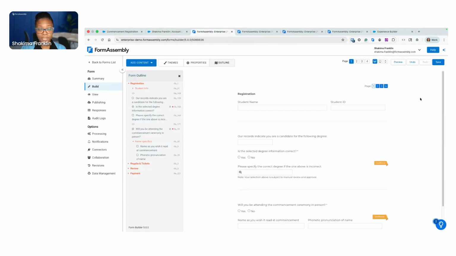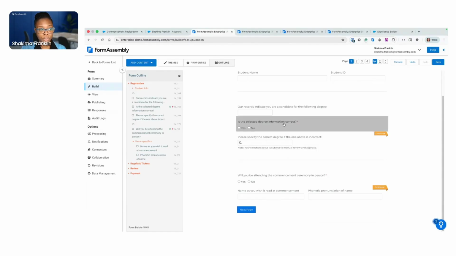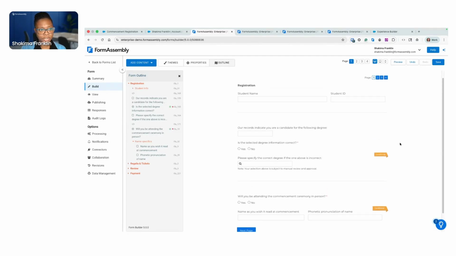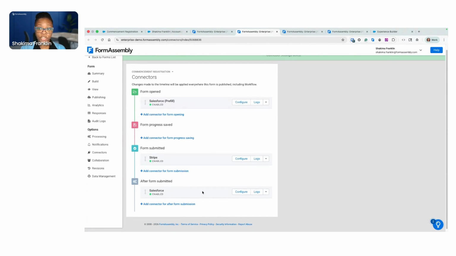So I'll move over to FormAssembly. This is our form. You'll see we can have conditional logic to trigger depending on the student's choice. Earlier, we said that the degree information is not correct. So we have that information there. Moving over, we have something called connectors, which allows us to sync information back and forth between Salesforce. You can put those connections on different timelines of the form. So we have form opened, which is what's pre-filling that information about the student. And then after they submit, we can also push information back to Salesforce. So we have that 2-way sync.